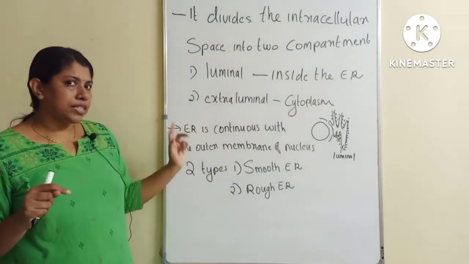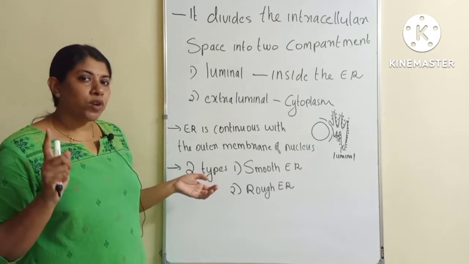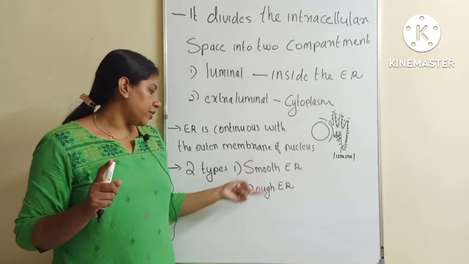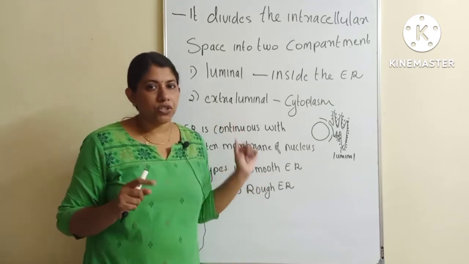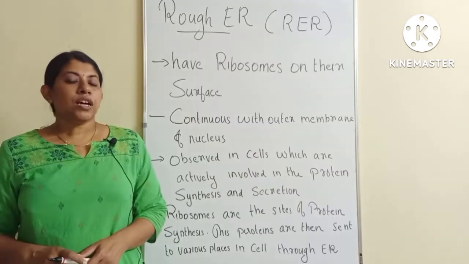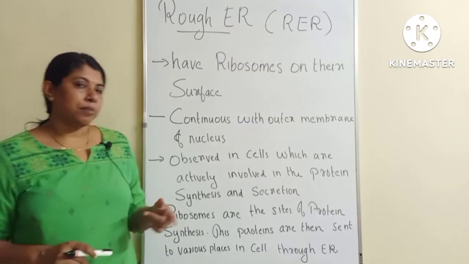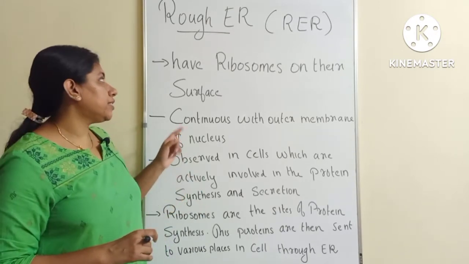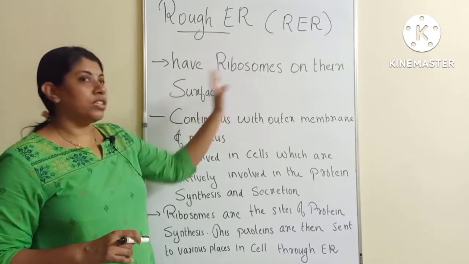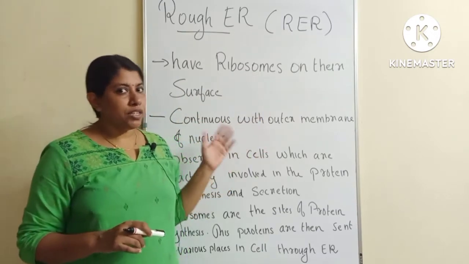So it doesn't need explanation, I have already explained it. There are two types of endoplasmic reticulum. One is the smooth endoplasmic reticulum and the second one is the rough endoplasmic reticulum, which I had already shown in the figure. Now let us discuss in detail the two types of endoplasmic reticulum. The first one is rough endoplasmic reticulum. As we have already said, they have ribosomes on the surface and it is continuous with the outer membrane of the nucleus.